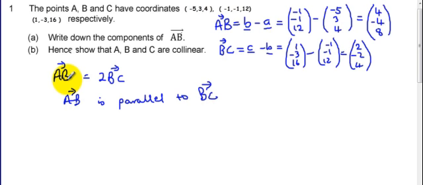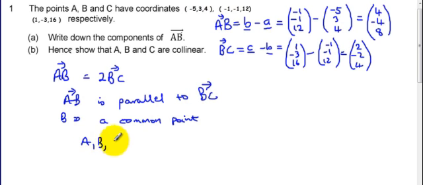Also, since B has been used in common in both calculations, B is a common point. And because B is a common point to both calculations, not only is AB parallel to BC, this tells us that A, B and C must in fact be all in a straight line. A, B and C are collinear.